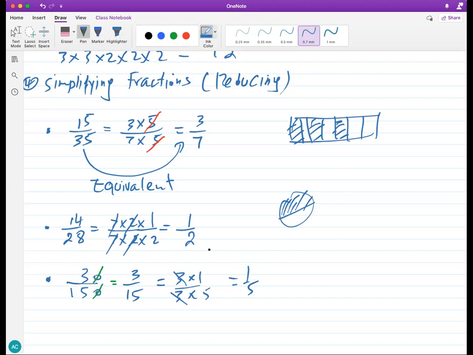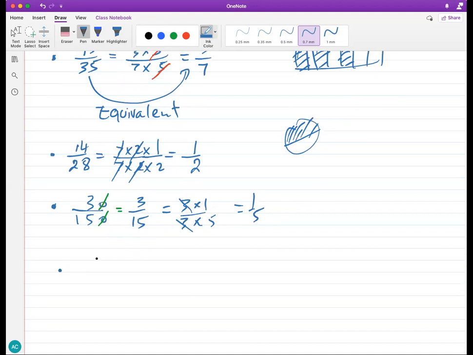And you may have 45 over 90 like this, and possibly 450 over 900, or 4,500 over 9,000. So what can we do about this? Cross out the zeros. That's right. So immediately cross out the zeros, but it's got to be a zero against a zero. So we end up with 45 over 90.